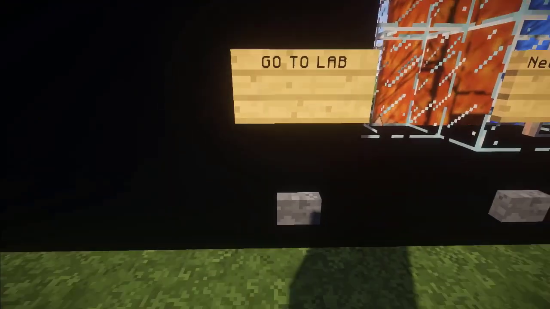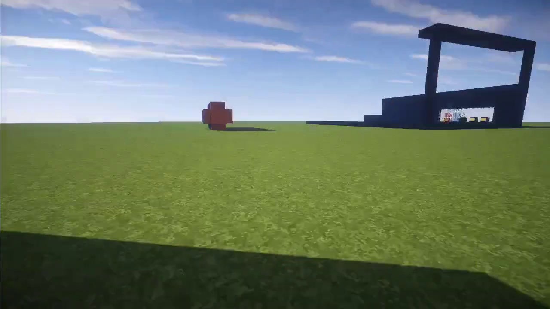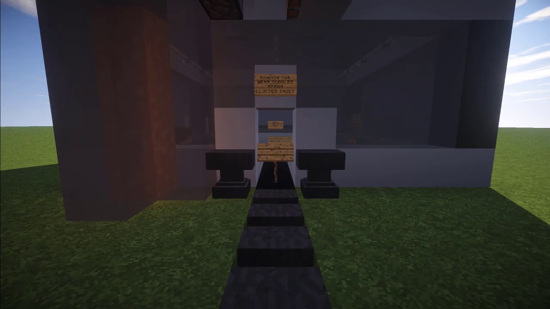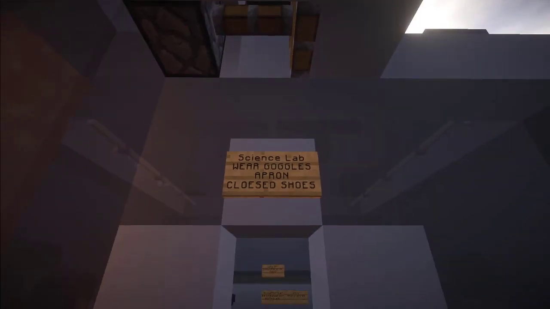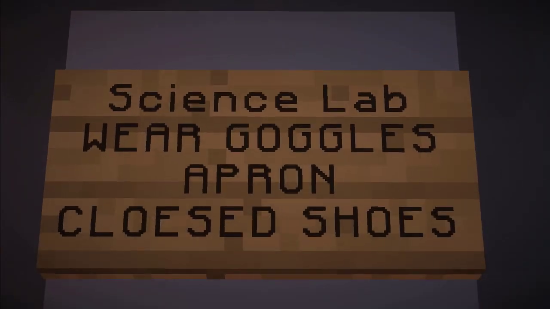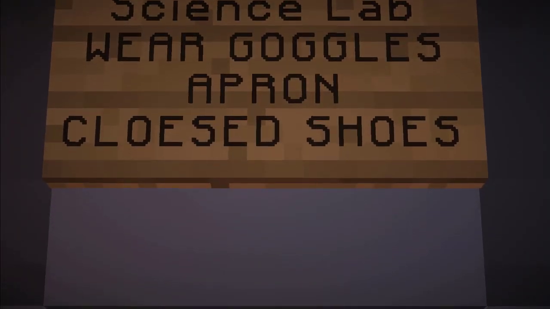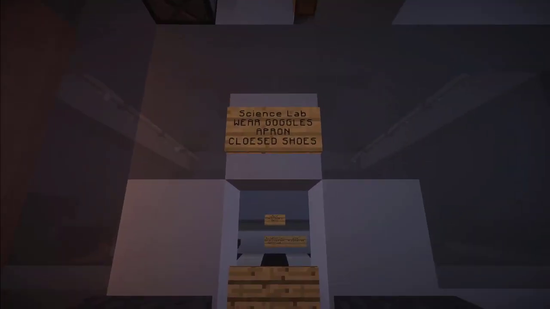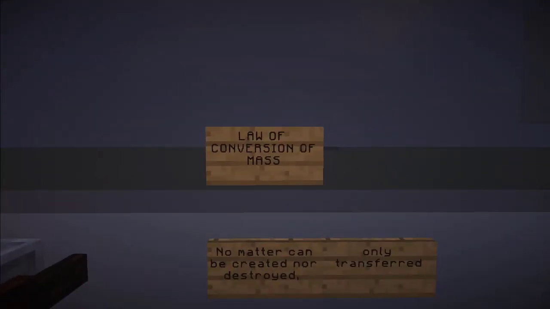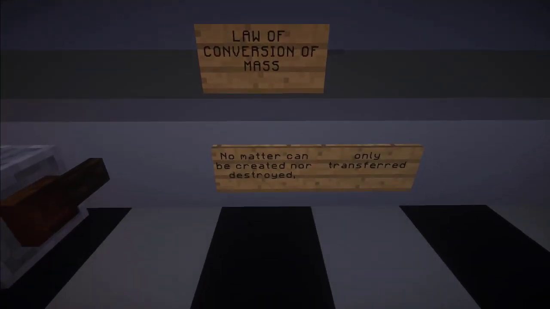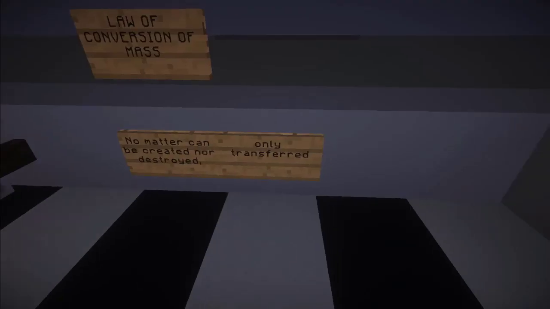Now we're going to go to the lab. Here we are at the lab. Oh, here are some rules. Wear goggles, wear an apron, and always wear closed-toed shoes. Seems good. Now we can move on. Here we have the law of conservation of mass. No matter can be created nor destroyed, only transferred.